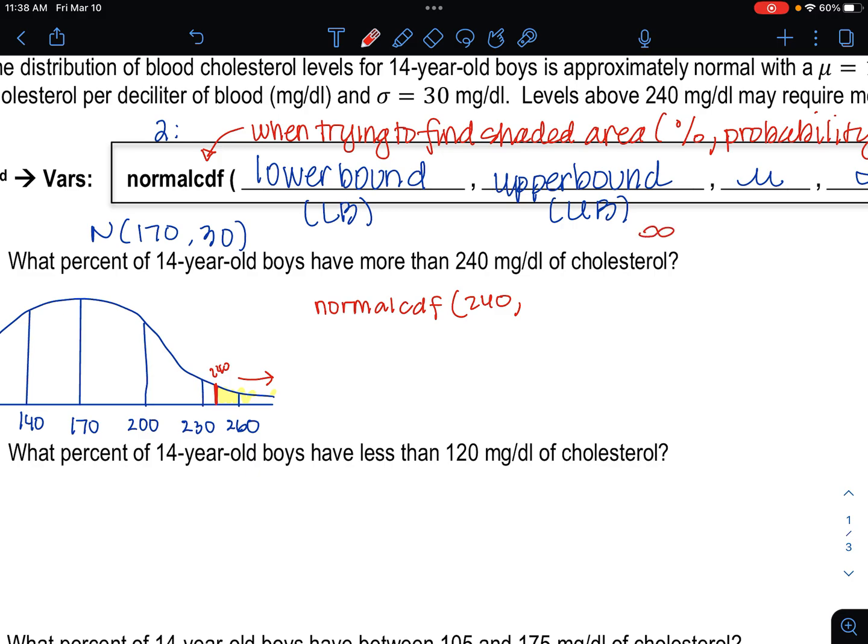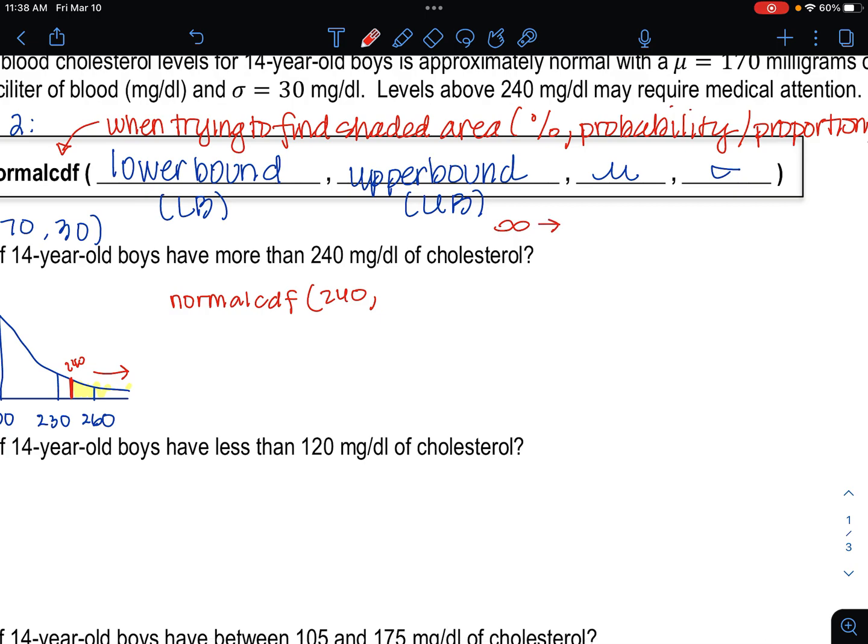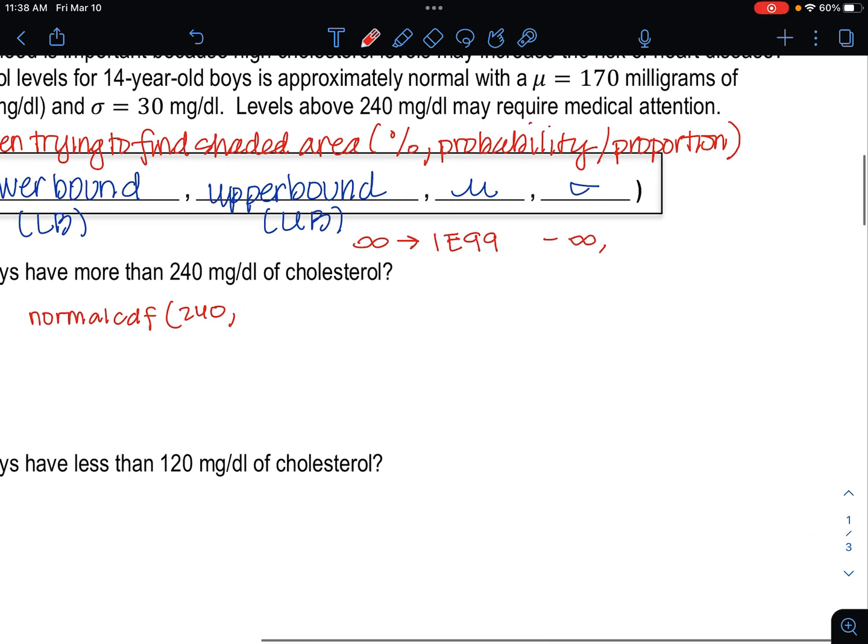That's forever, okay? But we don't have an infinity button on our calculator, so when you're doing infinity, what we're going to do is 1E99. What that tells our calculator to do is take the number 1.0 and move the decimal 99 places to the right. So it's making this huge number. And then when we want negative infinity, we're going to do negative 1E99. Okay, and once again, that's 1.0, and it's moving the decimal 99 places to the left. It's just making it a very small number.